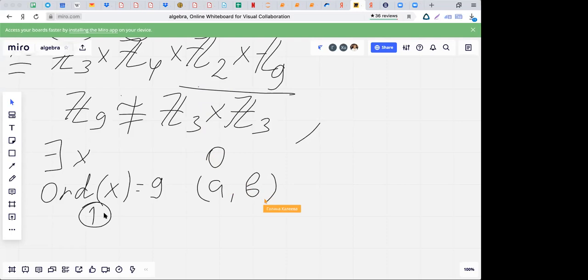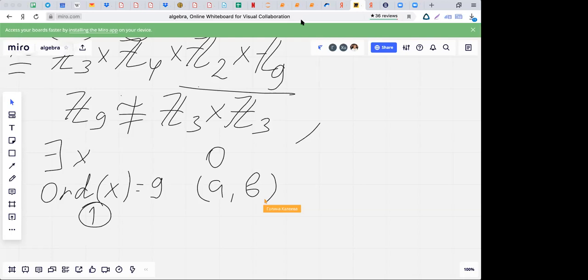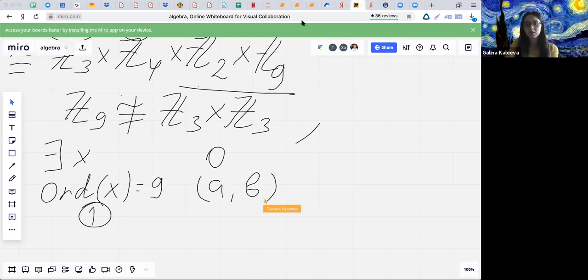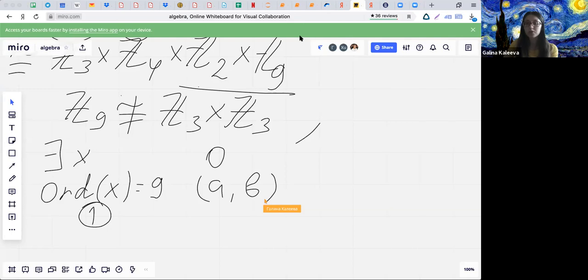May I ask you a question? If the orders are equal, does this mean that the groups are isomorphic? Not yet. But since the sets of orders of elements are not equal, the groups consequently are not isomorphic.